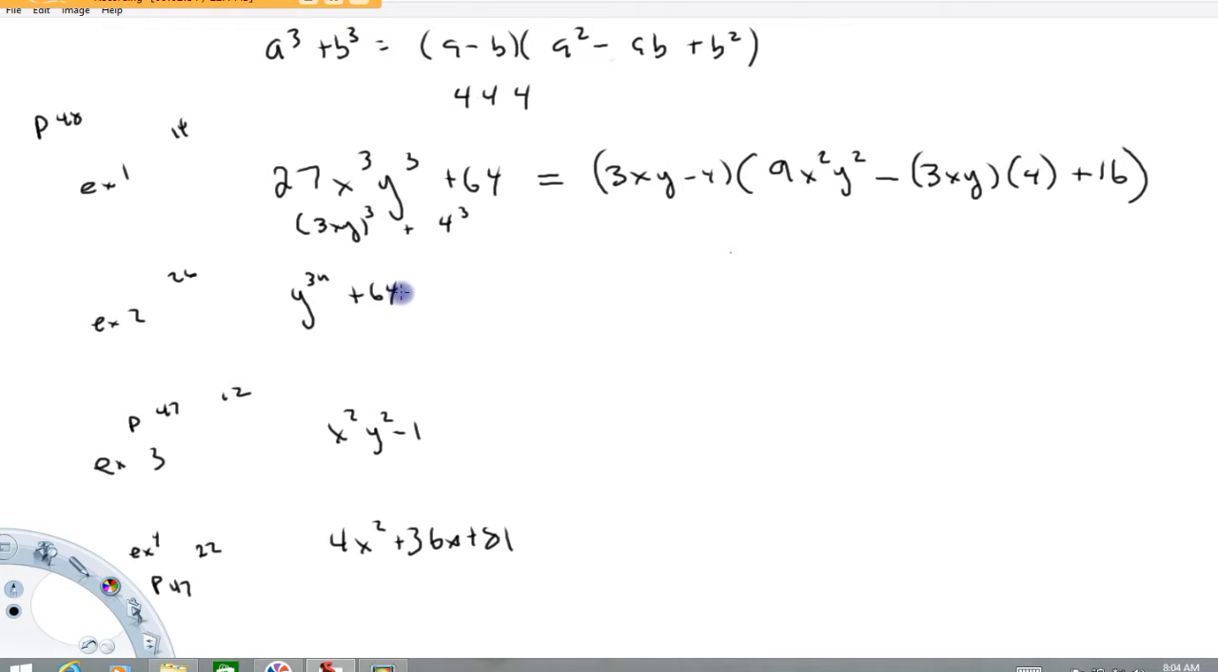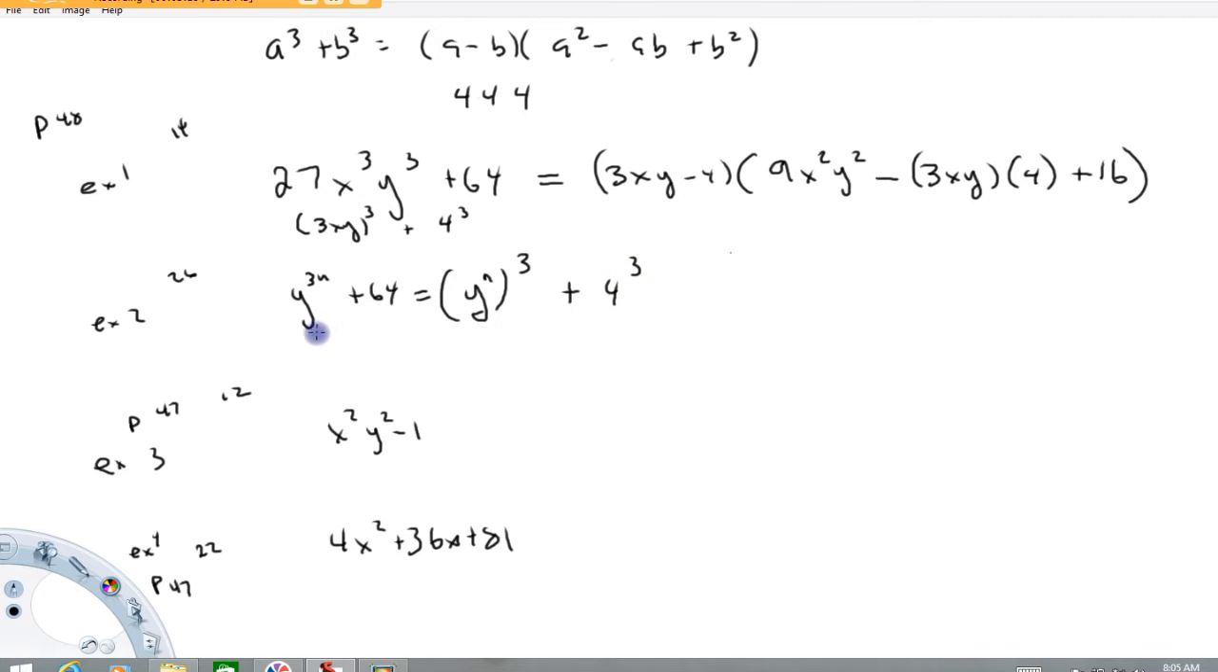All right, this one, y to the n plus 64. I chose that one as an example because it's kind of a funny looking one with that n in the power. Again, just like before, 64 is a perfect cube, and this is also a perfect cube. This can be written as y to the n, cubed. Remember, when you raise a power to a power, you multiply exponents. So this is equal to y to the 3n, and then, just like before, plus 4 cubed.